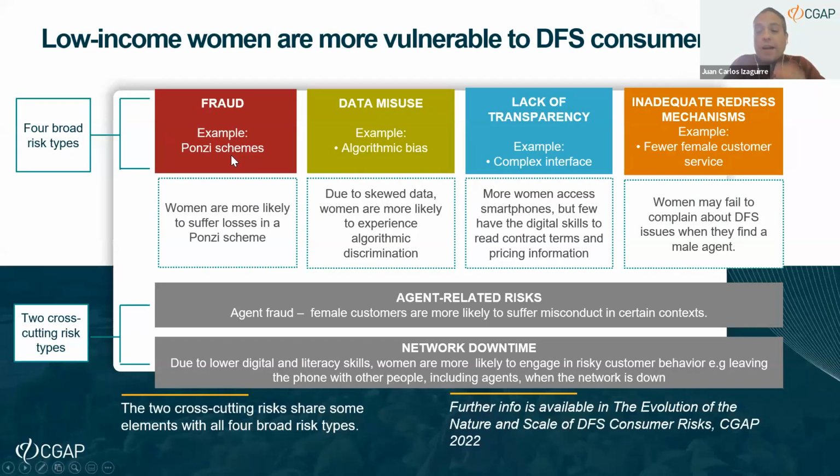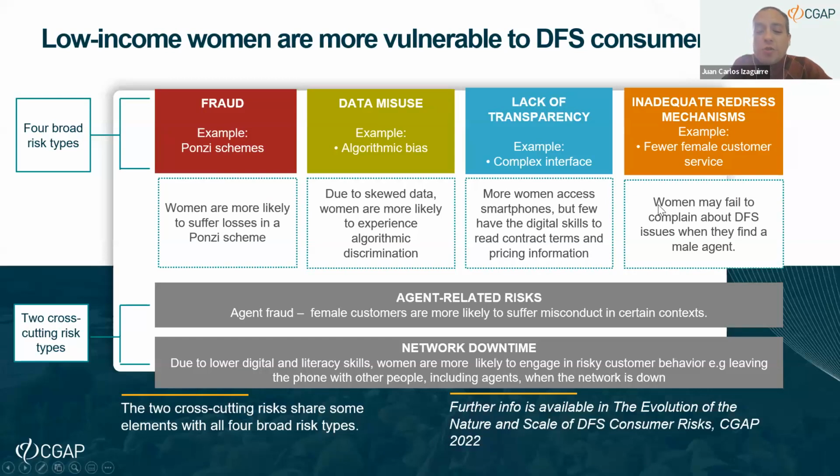For example, women are more likely to suffer losses in a Ponzi scheme. Women are also more likely to experience algorithmic discrimination due to skewed and misused data in digital finance. In terms of transparency, complex interfaces affect women, who have, on average, lower digital and financial skills, as we have seen in different types of research. We have also seen that in certain jurisdictions, women may fail to complain when they find a male agent or customer-facing staff in the financial institution.